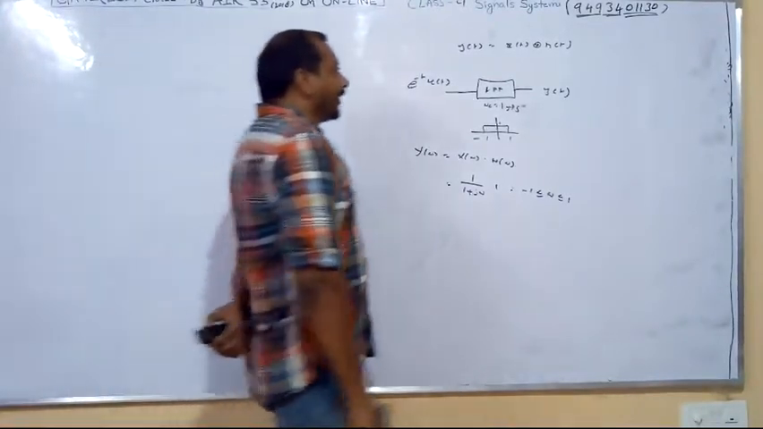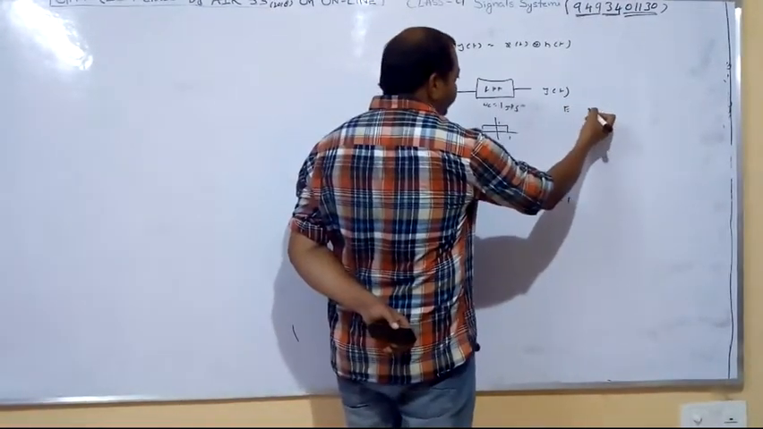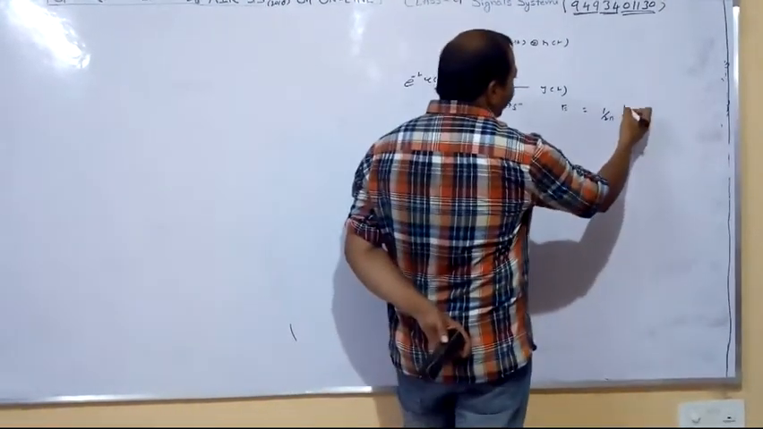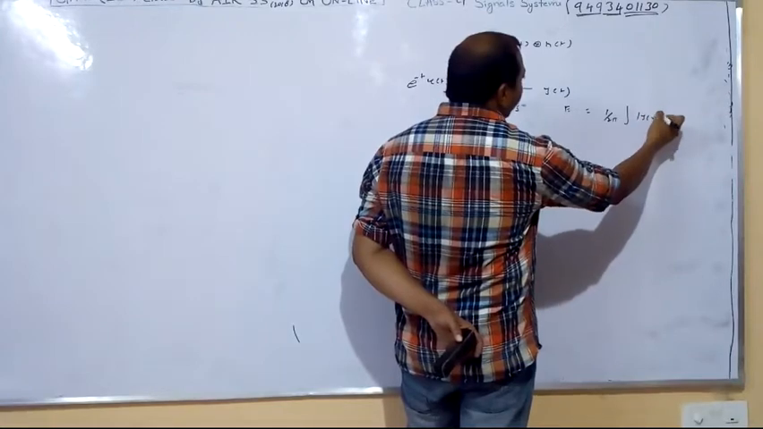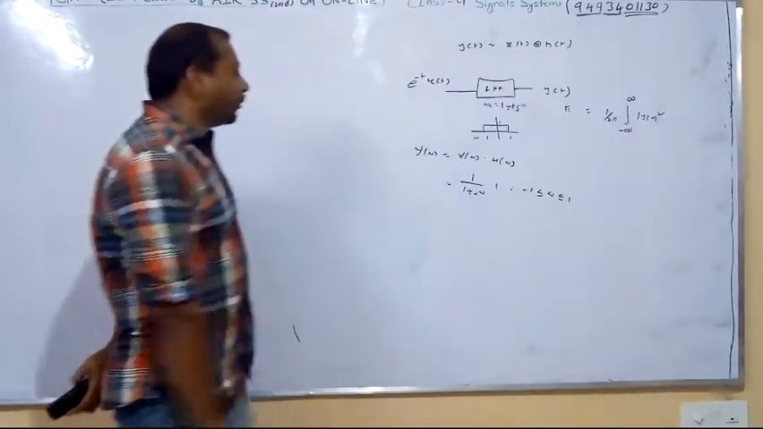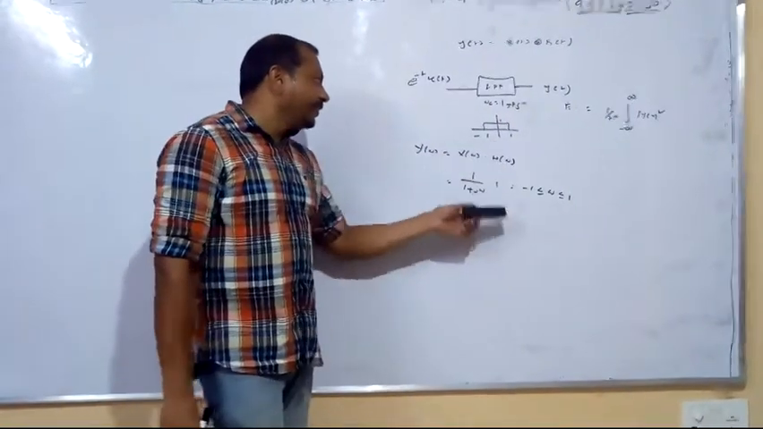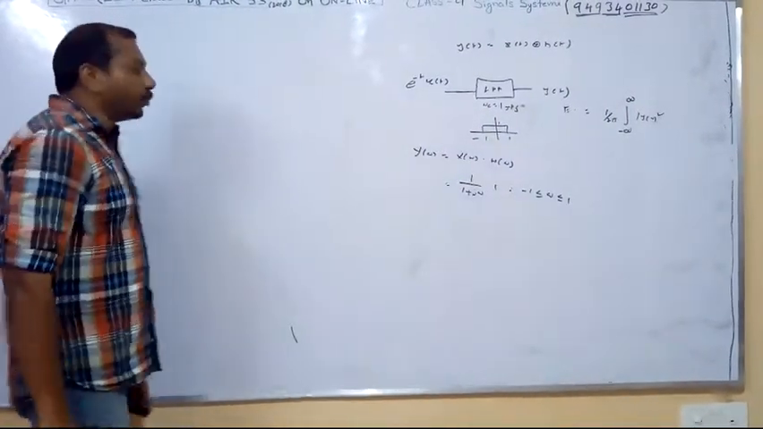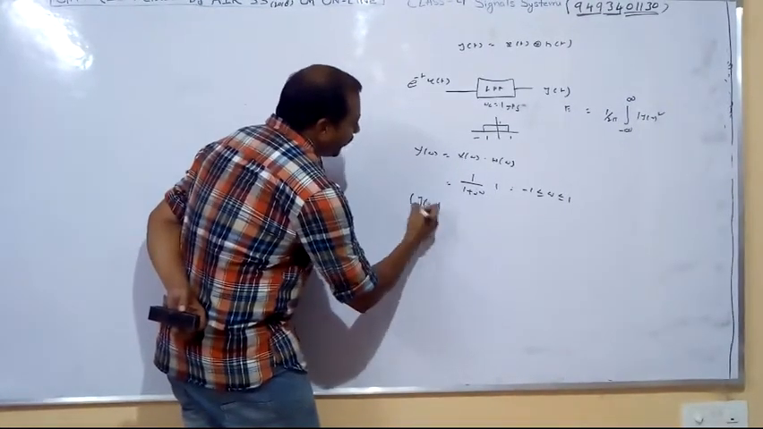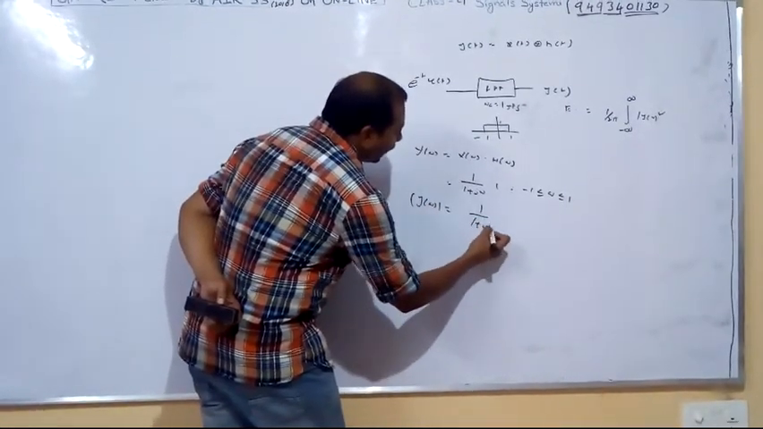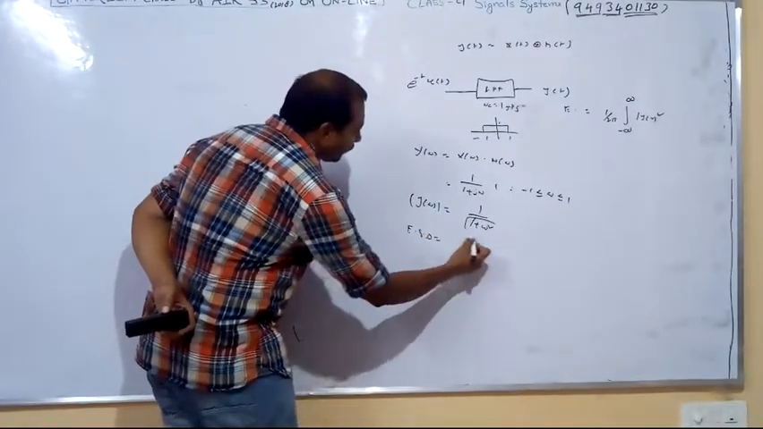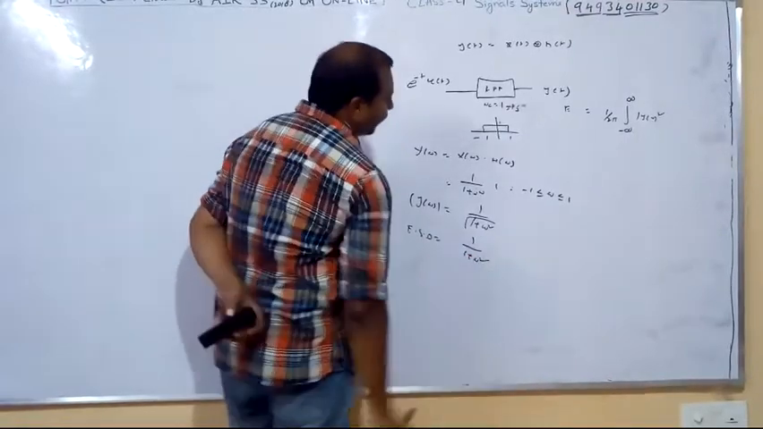What do they ask for? The energy of the signal y of t. So the energy of the signal is simply 1 by 2 pi into the area under the magnitude of Y of omega whole square from minus infinity to infinity. But because the signal is passing through a low pass filter, it exists only from minus 1 to 1. The magnitude of Y of omega is the square root of 1 by 1 plus omega square. The corresponding ESD is 1 by 1 plus omega square.